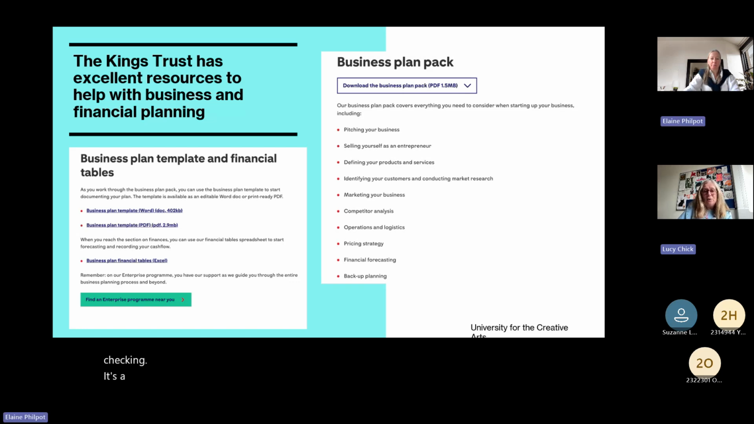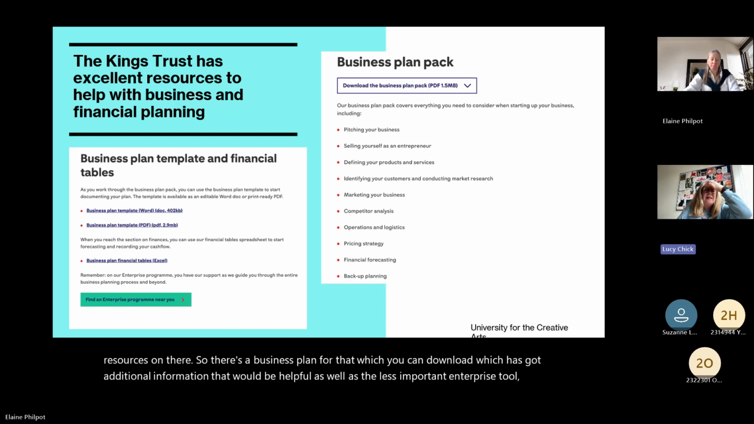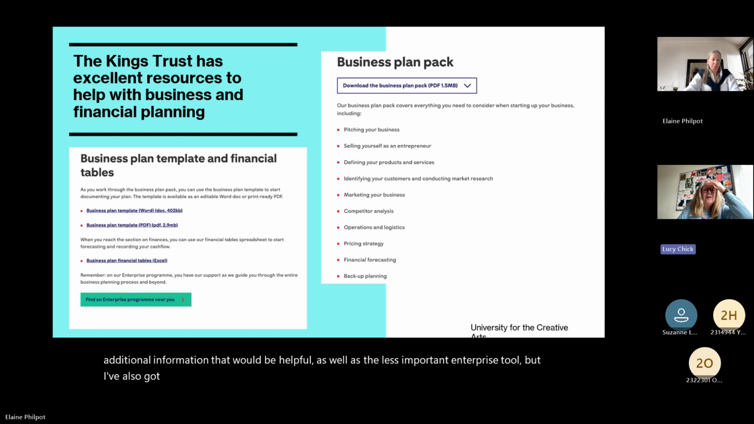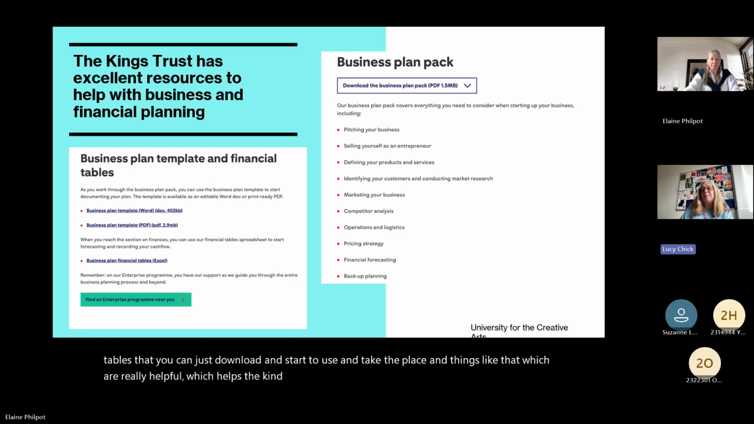Whoever you are, there are loads of enterprise and business resources on there. There's a business plan pack, which you can download, which has got additional information that will be helpful, as well as the Nesta Creative Enterprise Toolkit. But they've also got these amazing business plan templates, business plan financial tables that you can just download and start to use, which are really helpful for the financial bit. And they've got step-by-step instructions about how to do it.